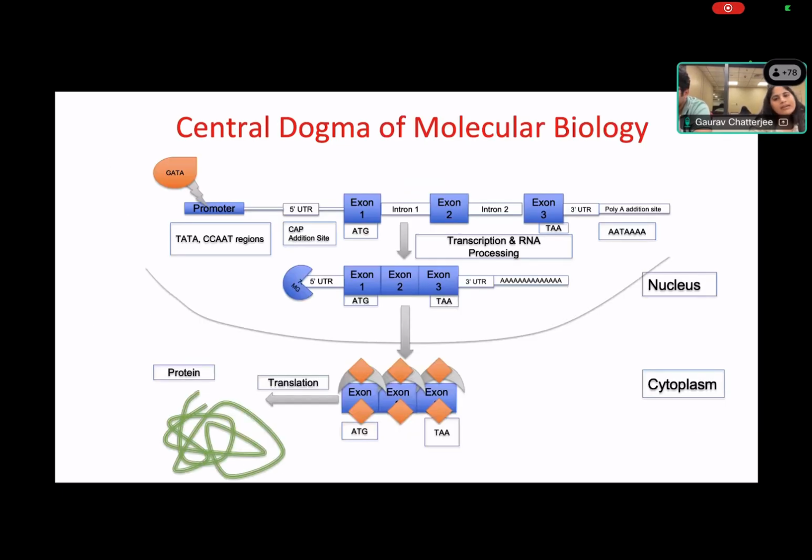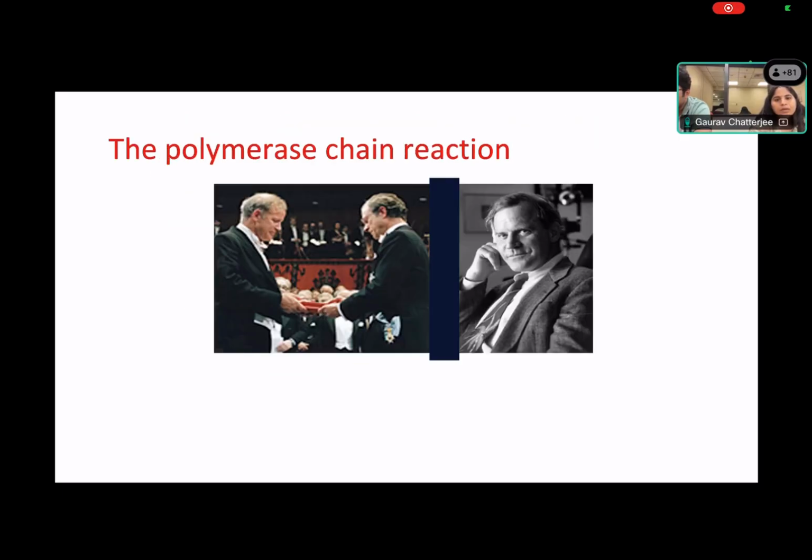So if we look at the central dogma of molecular biology, we have the starting material, DNA, which gets transcribed to RNA, a messenger RNA, which carries the message through translation and formation of protein in the cytoplasm. So this is the central dogma of molecular biology, where DNA gets transcribed to RNA, and RNA gets translated to a protein, which gives a functional meaning.